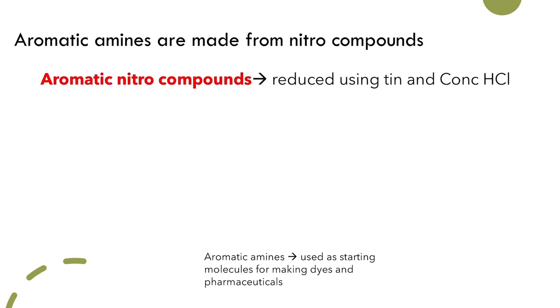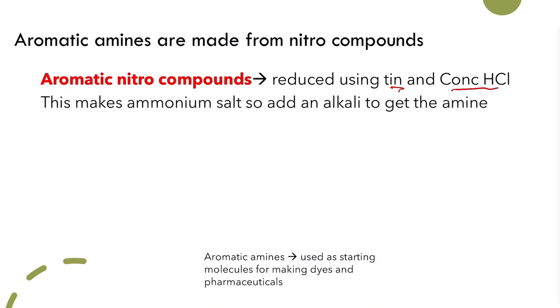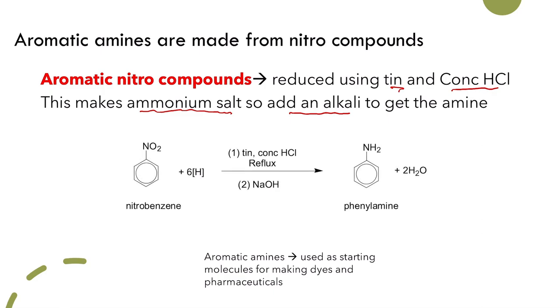An aromatic nitro compound can be reduced with tin and concentrated hydrochloric acid. If you just use the tin and concentrated hydrochloric acid, you will end up with the ammonium salt. So you need to add an alkali in the second step to get the amine. So you have something like nitrobenzene. This is reduction using tin with hydrochloric acid and reflux.